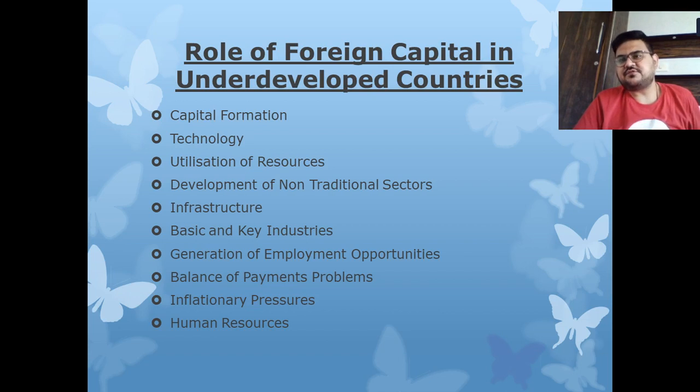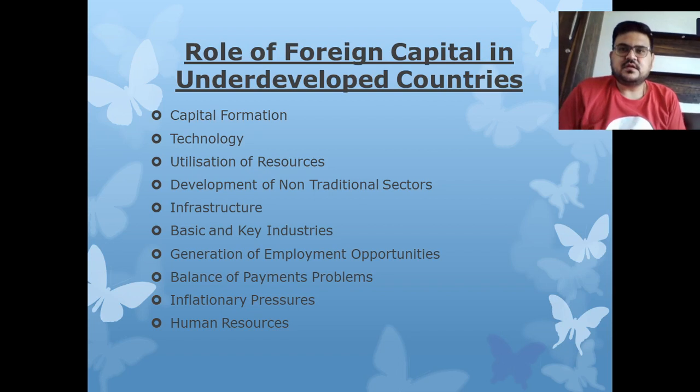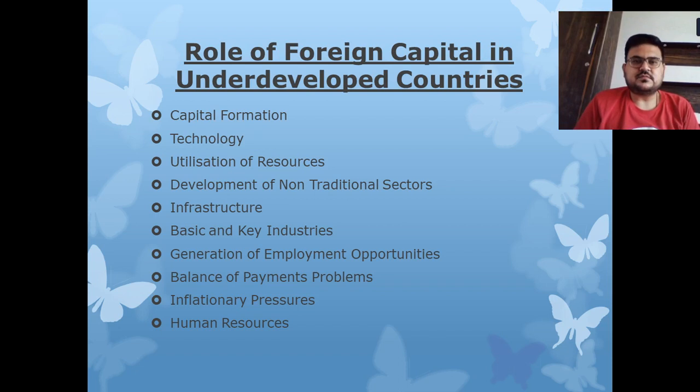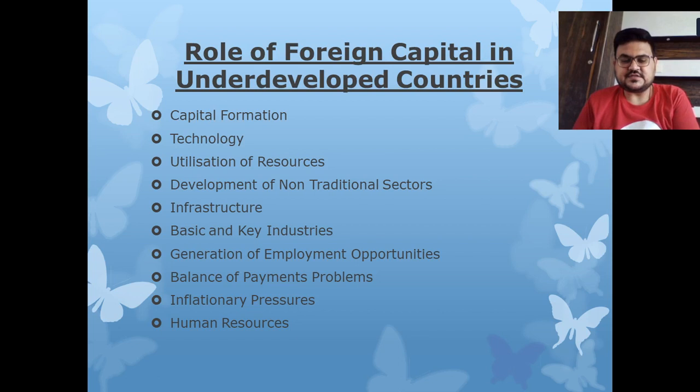So if you get money from abroad, you can invest a lot of money in capital formation. Machines can be created. Some money can be invested in technology. Whatever resources are available can be used in a better manner. Non-traditional sectors can be developed. Non-traditional sectors except agriculture can be developed. There'll be a lot of investment in infrastructure, and basic and key industries can be developed with that money.